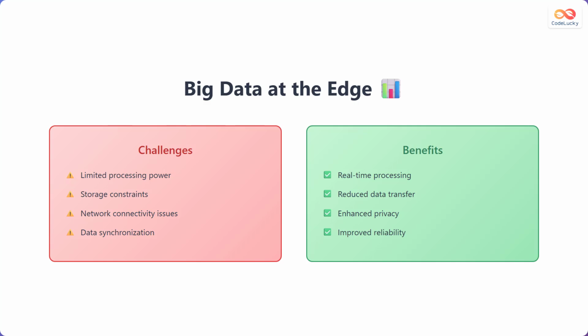Big data at the edge. Let's explore the challenges and benefits of processing big data at the edge. The challenges include limited processing power, storage constraints, network connectivity issues, and data synchronization needs. The benefits are real-time processing capabilities, reduced data transfer requirements, enhanced privacy, and improved reliability. So, edge computing offers opportunities for processing big data closer to the source, but it also comes with its own set of challenges.